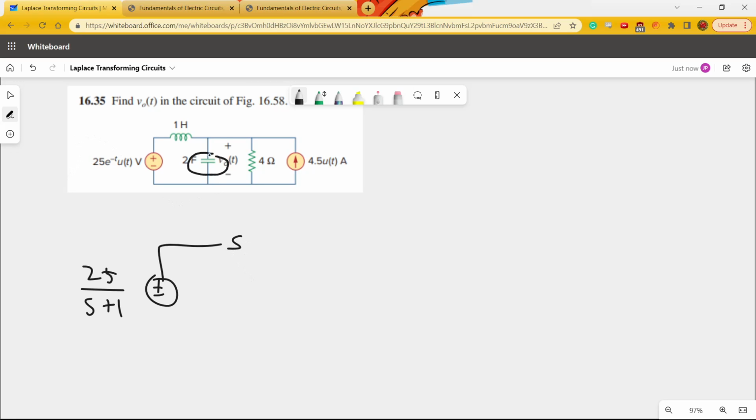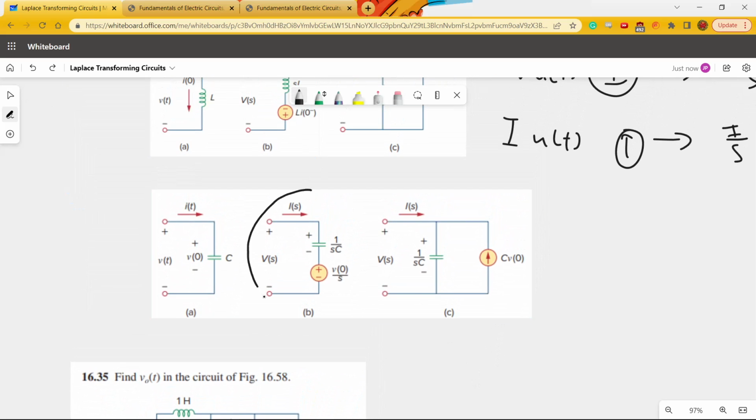Now, knowing that our capacitor also has 0 volts across it at time equals 0, I suspect we shall use this form of the transformation of a capacitor and just poof away the voltage source because V is 0. So we're left with 1 over SC for our capacitor.